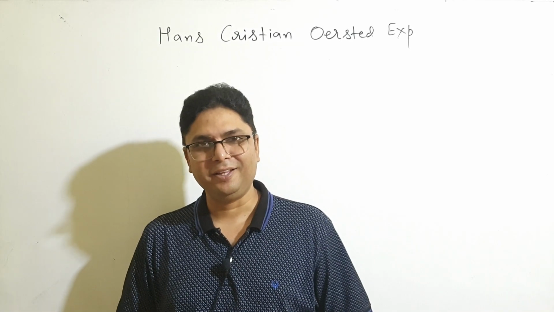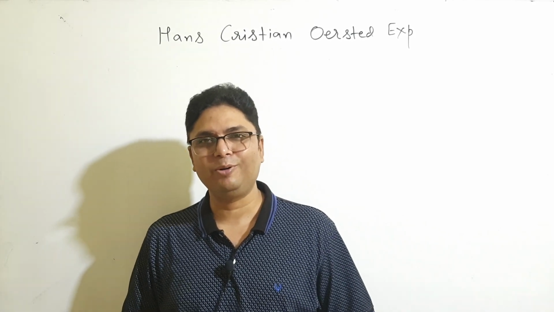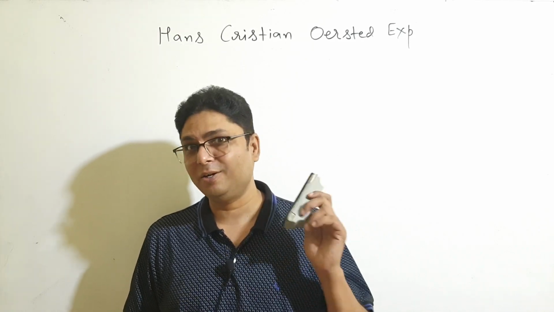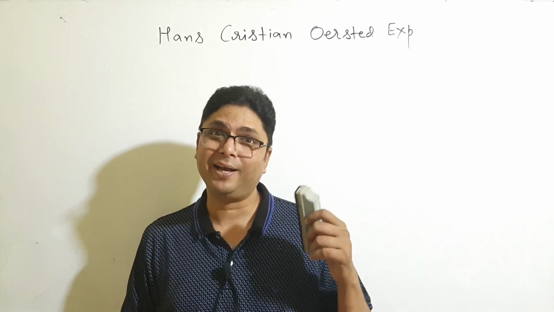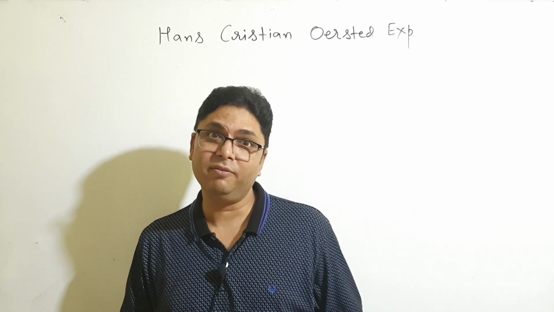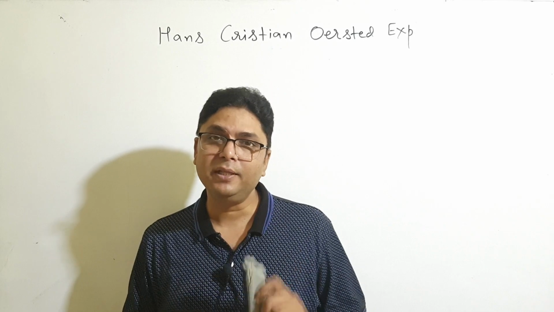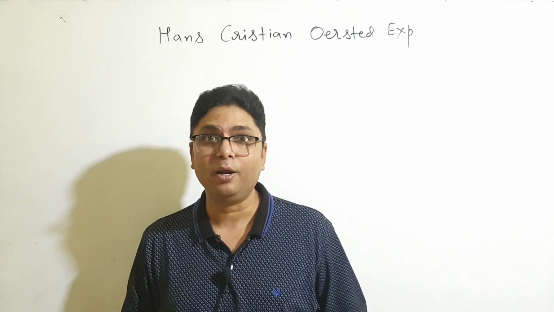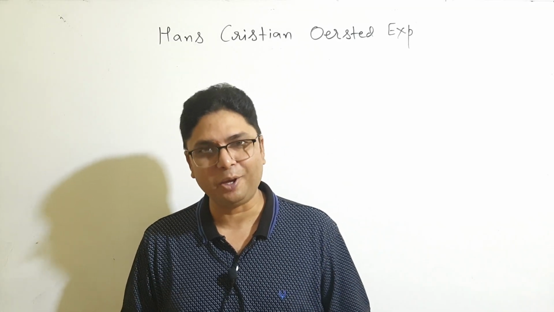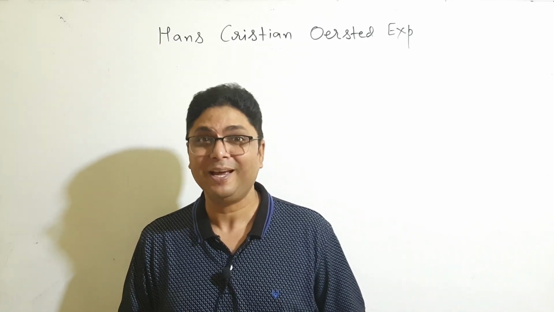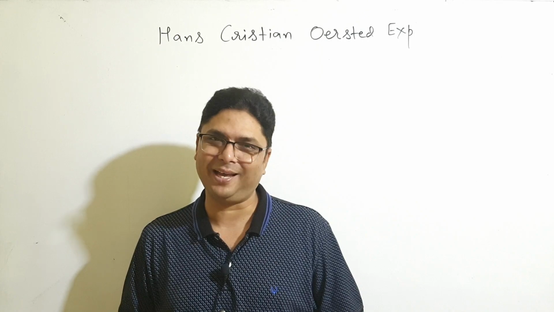Friends, in this video you are going to learn about Hans Christian Oersted's experiment. He is the one who performed an experiment which gave rise to the magnetic effect of current. This means that a current carrying wire produces a magnetic field around it. This is given by Hans Christian Oersted's experiment. Let us see how he performed the experiment.